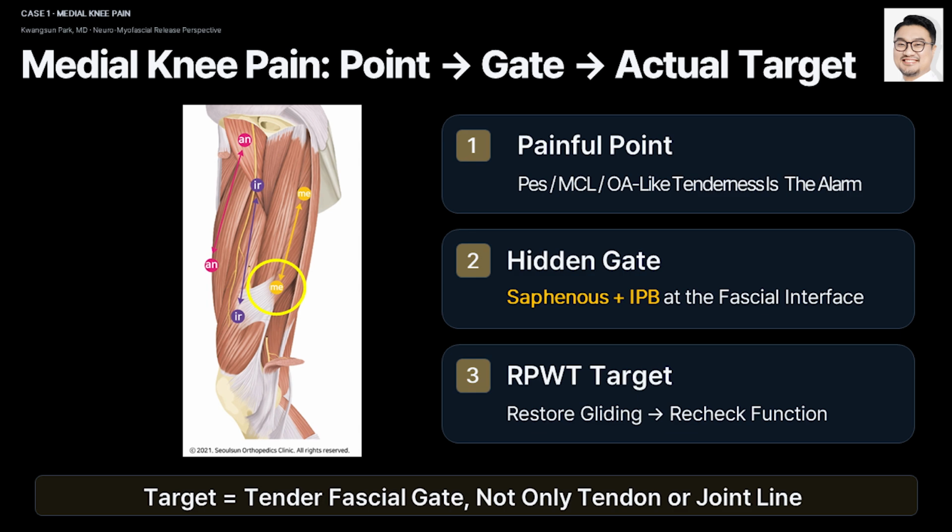The tender medial point may be the alarm. The hidden gate may involve the saphenous nerve and infrapatellar branch at the fascial interface. So the RPWT target is the tender fascial gate that restores gliding and improves function.